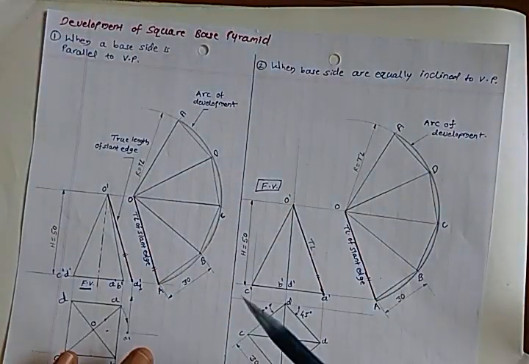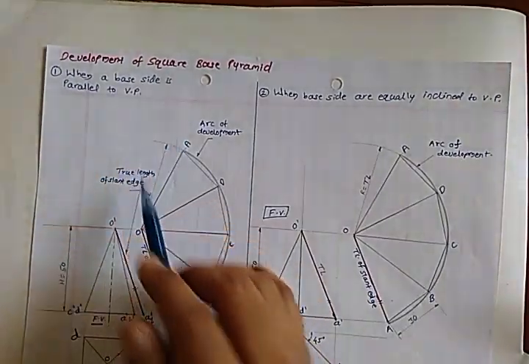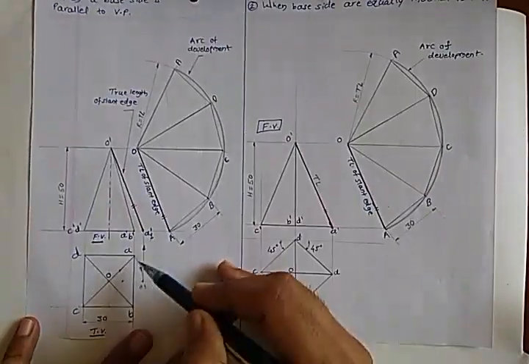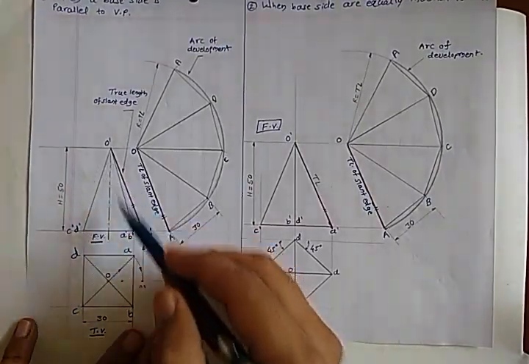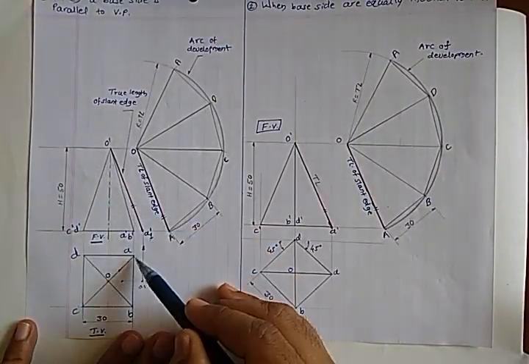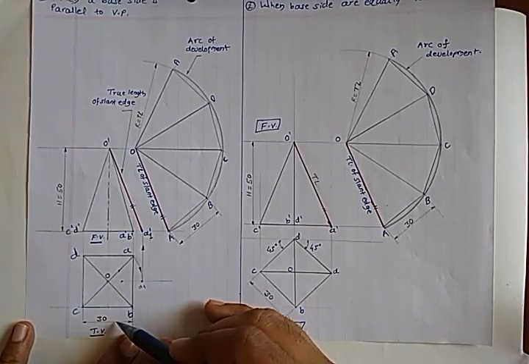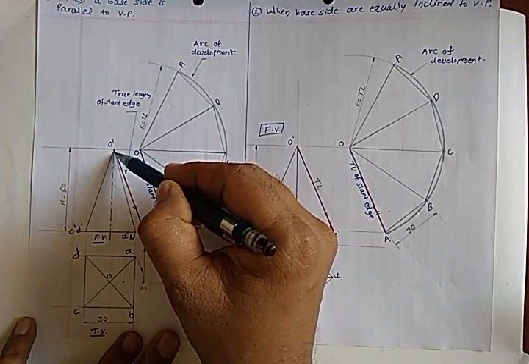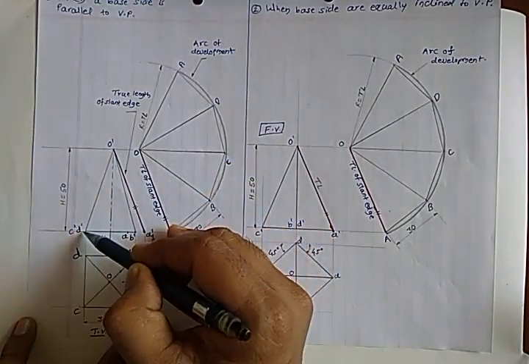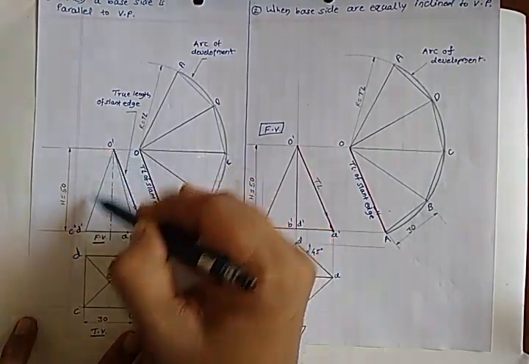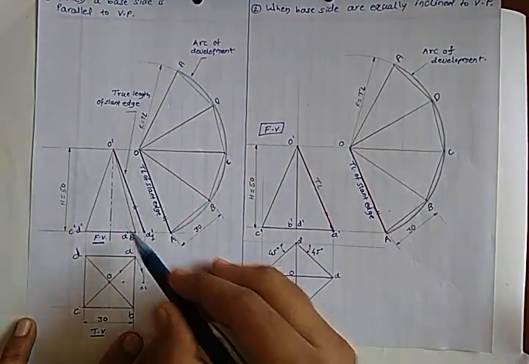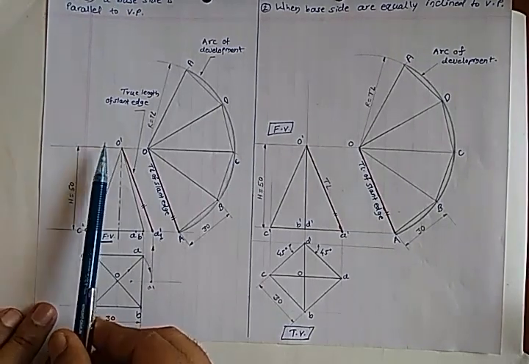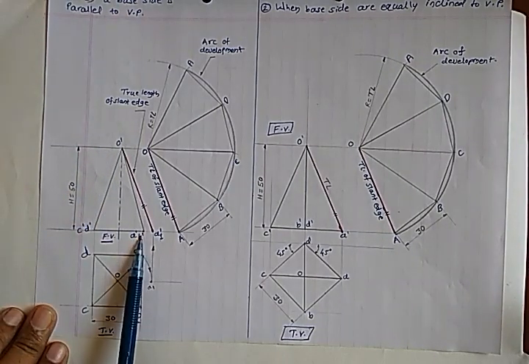In the first case, when the base side is parallel to VP, the top view is a square and the front view is a triangle. ABCD is a square with a side of 30 mm, and this is the front view, O dash, A dash, B dash, C dash, D dash. This is a triangle as the front view. But O dash A dash and O dash B dash are not true lengths.